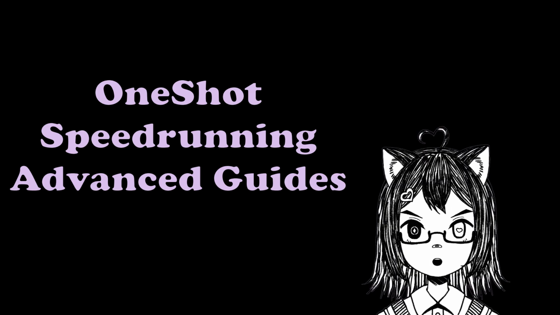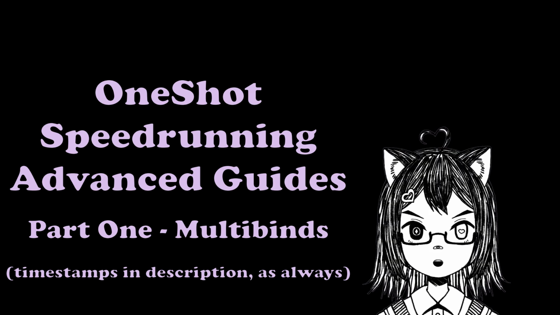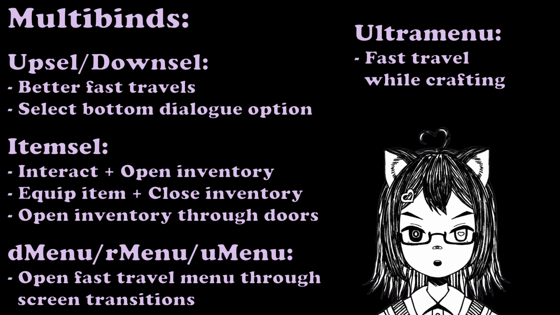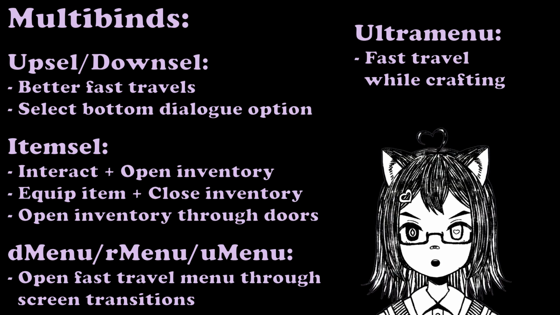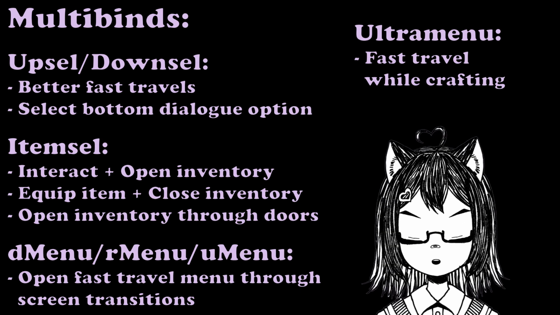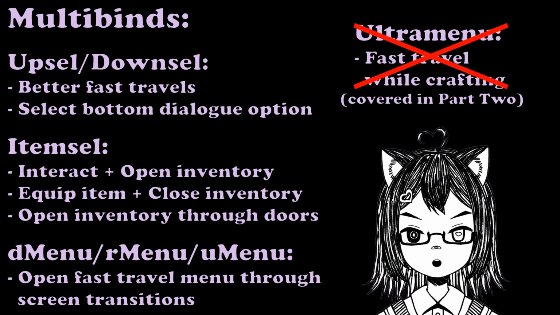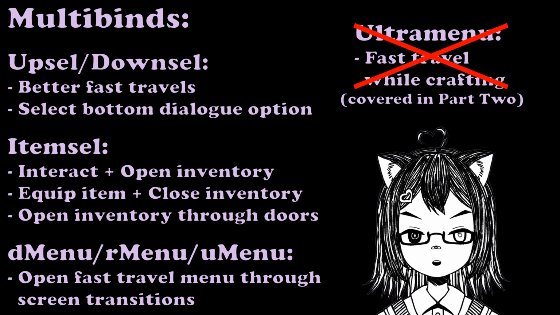In this video, I'll cover the various multi-binds used in the run, which are binds that do two things at once. After learning these, you should be able to watch a world record run and understand what's going on for the most part. This video will cover how to set up the essential multi-binds and their general use cases. The only bind I won't cover in this video is the Ultra Menu button. That bind and the Ultra Menu trick itself will be covered in the next video instead.